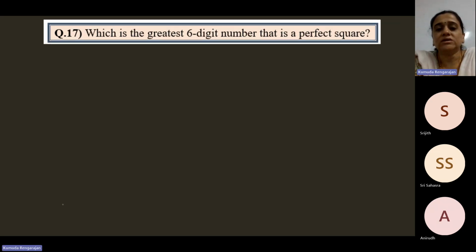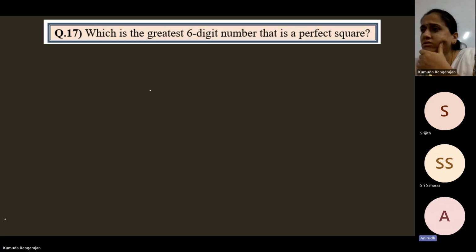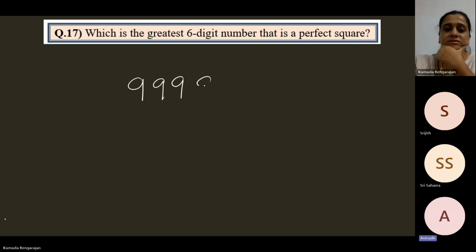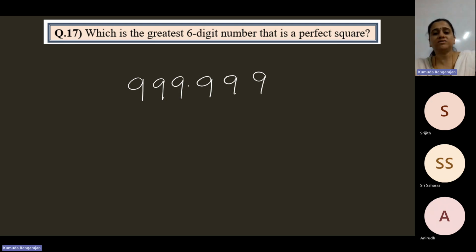Which is the greatest 6-digit number that is a perfect square? Okay, so tell me the greatest 6-digit number. Ma'am, 999... six nines. Yeah, this is the greatest 6-digit number. But is it a perfect square? No, ma'am, it's not a perfect square.